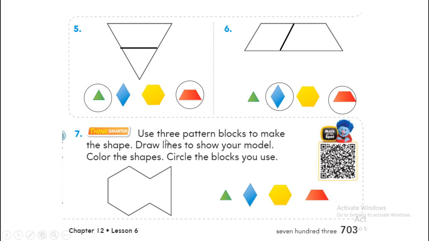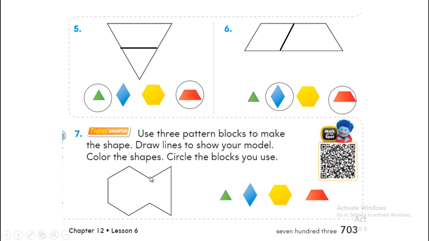Now for this shape, question number 7, they don't want me to make only 2 shapes inside this shape. They want me to use 3 pattern blocks to make the shape. So we want to draw lines, not only 1, but more than 1, to show our model and make 3 different pattern blocks. Not necessarily different, but 3. Now, after you draw the lines, you're going to color the shapes and circle the blocks that you used.